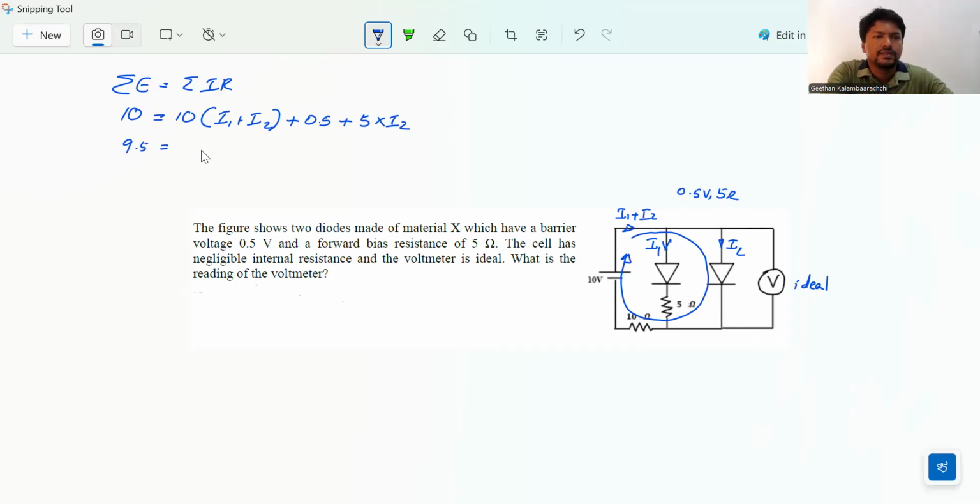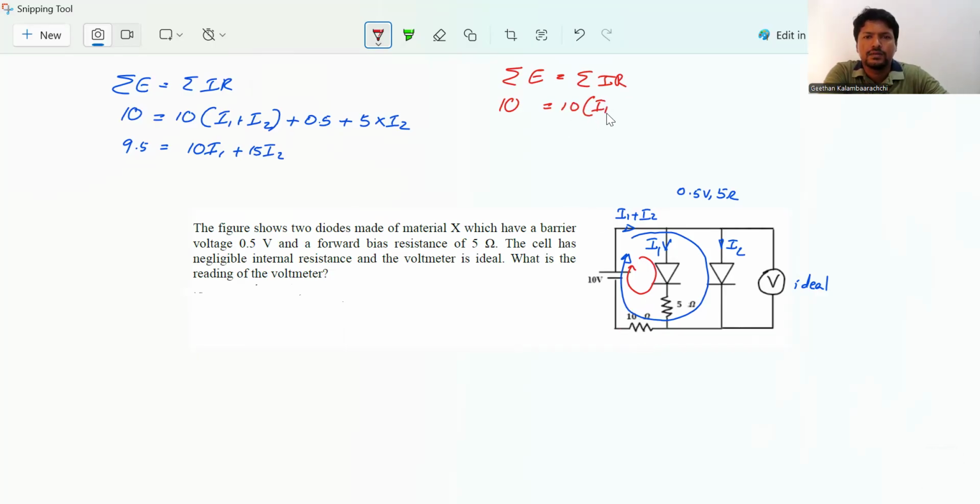So when you simplify this, you get this equation. Okay, now let's apply the same Kirchhoff's second law to this loop as well. Sigma E is equal to sigma IR. So it's 10 equals to, so it's 10 times I1 plus I2.